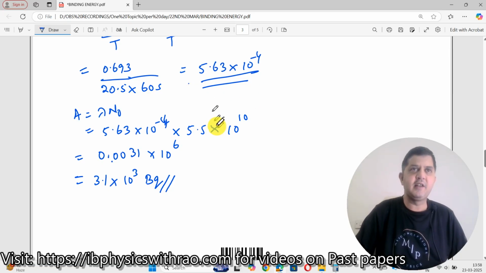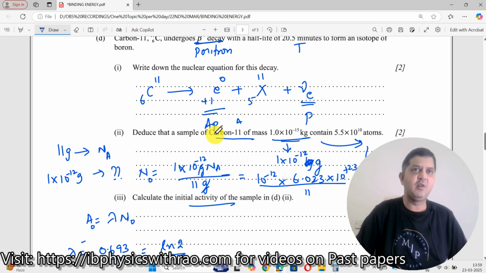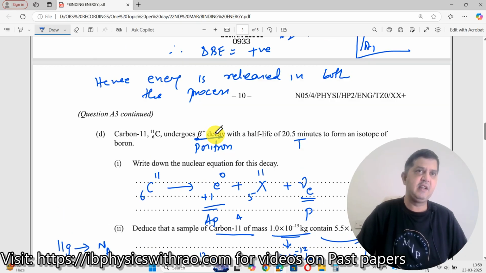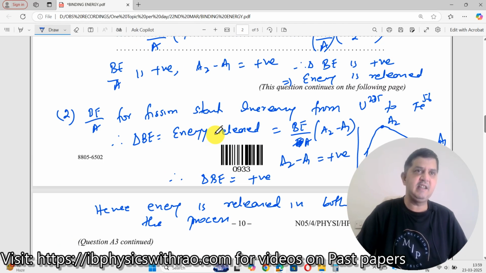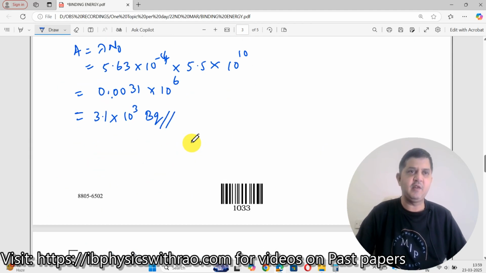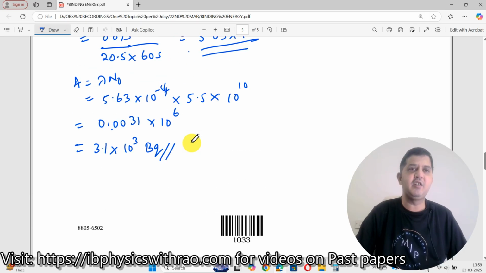I hope you have understood how to get the value of the activity making use of half-life, and also what binding energy is, how you use the binding energy curve to understand the energy release, and how you prove that it is released both in fission as well as in fusion. With this we come to an end to this particular problem.